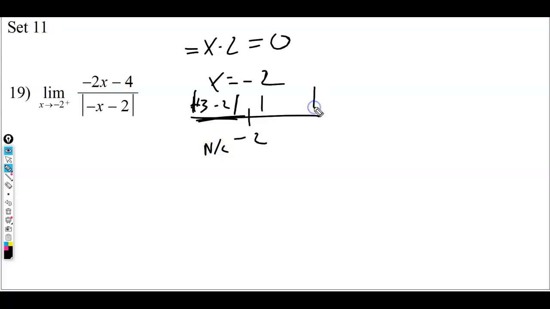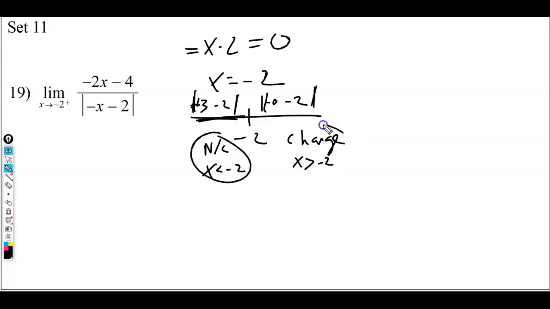What about if we plugged in a number over here, like 0, for instance? Well, negative 0 take away 2 is negative 2. The absolute value bars will change the signs. So that means that for all values of x that are less than negative 2, there will be no change. But for all values of x that are greater than negative 2, there will be a change. And so what we're going to do is we're going to rewrite this expression to look like this. You're going to write the same function twice.